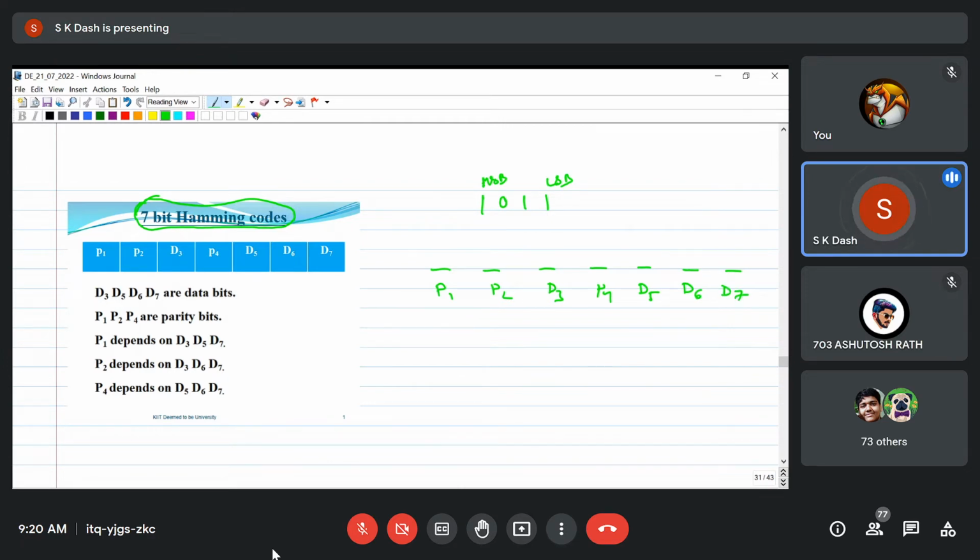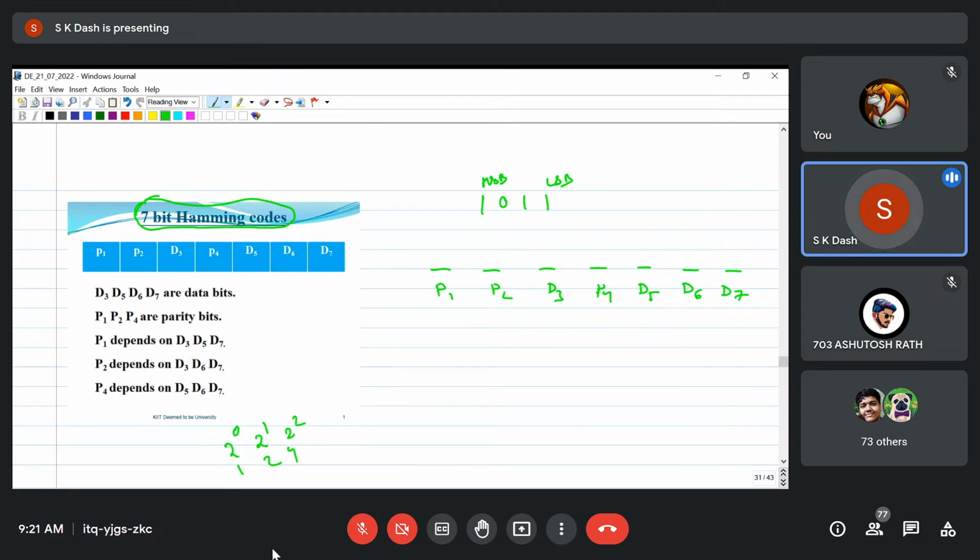So you can see here, 4 bits need to be data and 3 bits need to be parity. It means I need to add 3 parity bits. Previously we were adding 1 parity bit. Now we need to add 3 parity bits. The parity bits we can remember like this: they will be in the positions 2 to the power 0, which is 1, then 2 to the power 1, which is 2, and 2 to the power 2, which is 4. So parity bits are at P1, P2, P4.